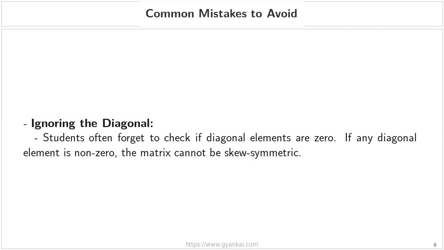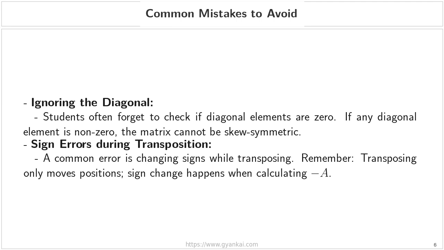First, let's address the issue of ignoring the diagonal. As we proved in our earlier discussion on the properties of diagonal elements, every element on the main diagonal must be 0. A common mistake students make is forgetting to verify this first. Please remember, if any single element on the main diagonal is non-zero, the matrix cannot be skew-symmetric, no matter what the other elements are.